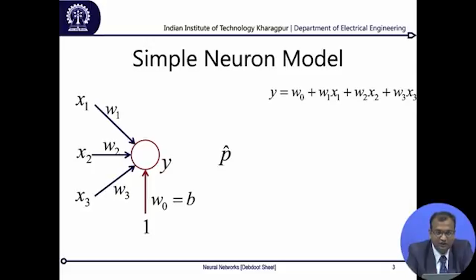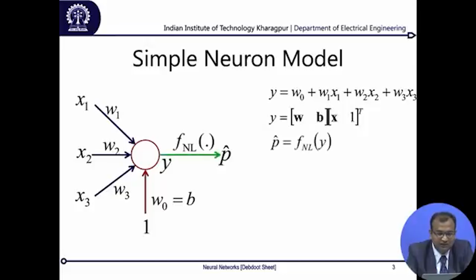Now if I have a summer over here, then the output of this summer would appear like this: y is equal to w0 plus w1 x1 plus w2 x2 plus w3 x3. In terms of matrix multiplication, I can write it as a multiplication between the weight vector w, which includes the bias term b, and the transpose of all of these x's and unity. The dot product between them gives me a scalar value.